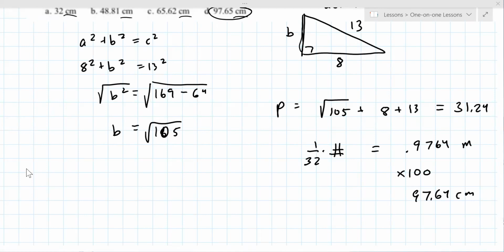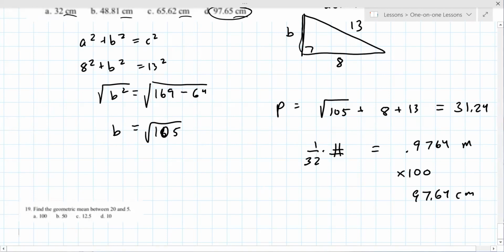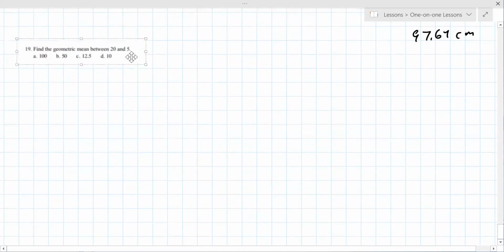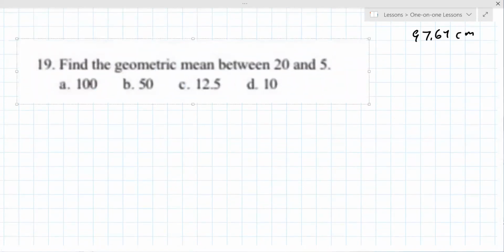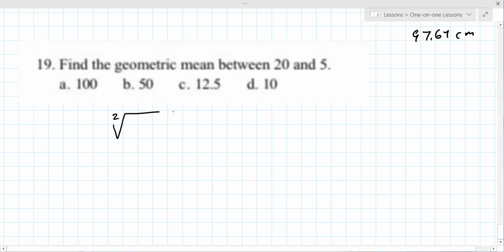Okay, so next problem is to find the geometric mean between the two numbers. I need to look up this formula because I don't remember it. Geometric mean. Okay, so it's the square root of 20 times 5. So it's the square root of 100, which is 10.